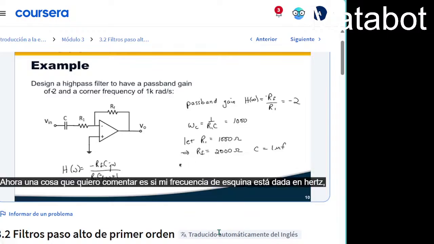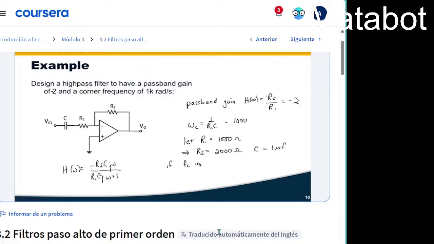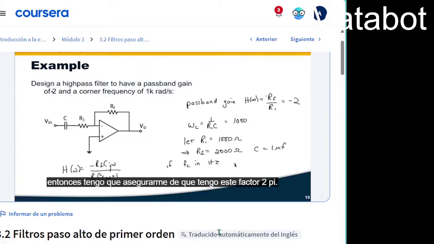Now one thing that I want to comment on is if my corner frequency is given in hertz, then I have to make sure that I have this 2 pi factor. Remember that omega is equal to 2 pi f. So omega c is equal to 1 over R1C. So I would have 2 pi f sub c is equal to 1 over R1C. So if my corner frequency is given in hertz.